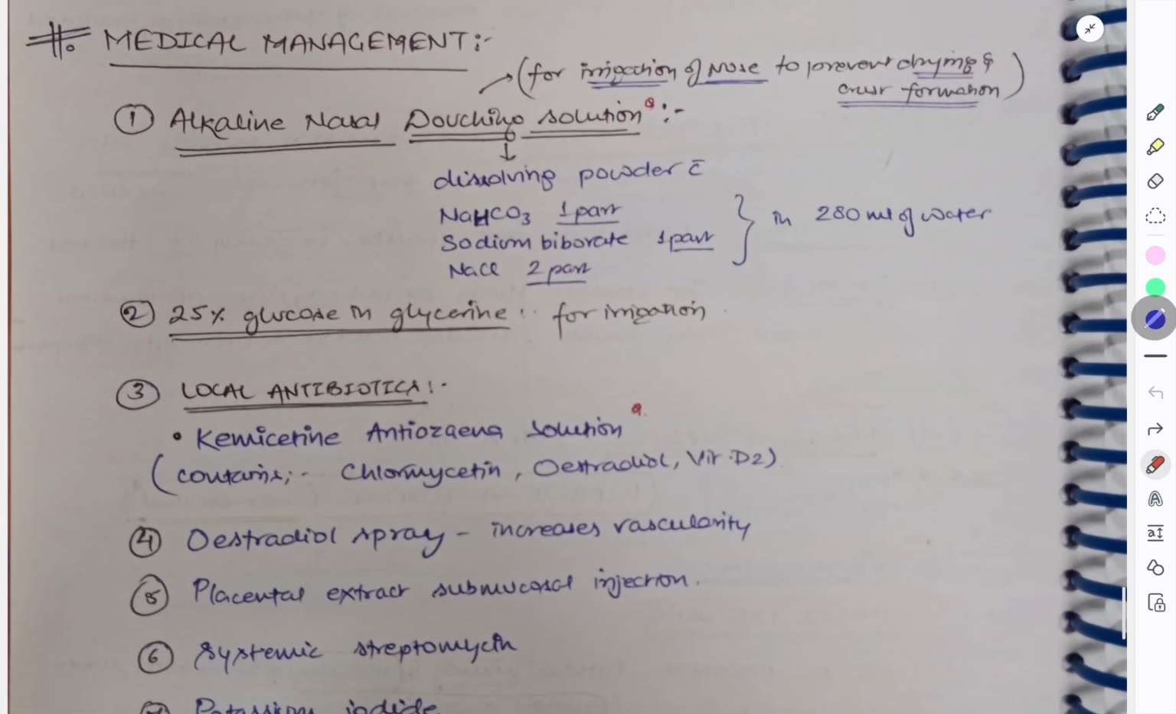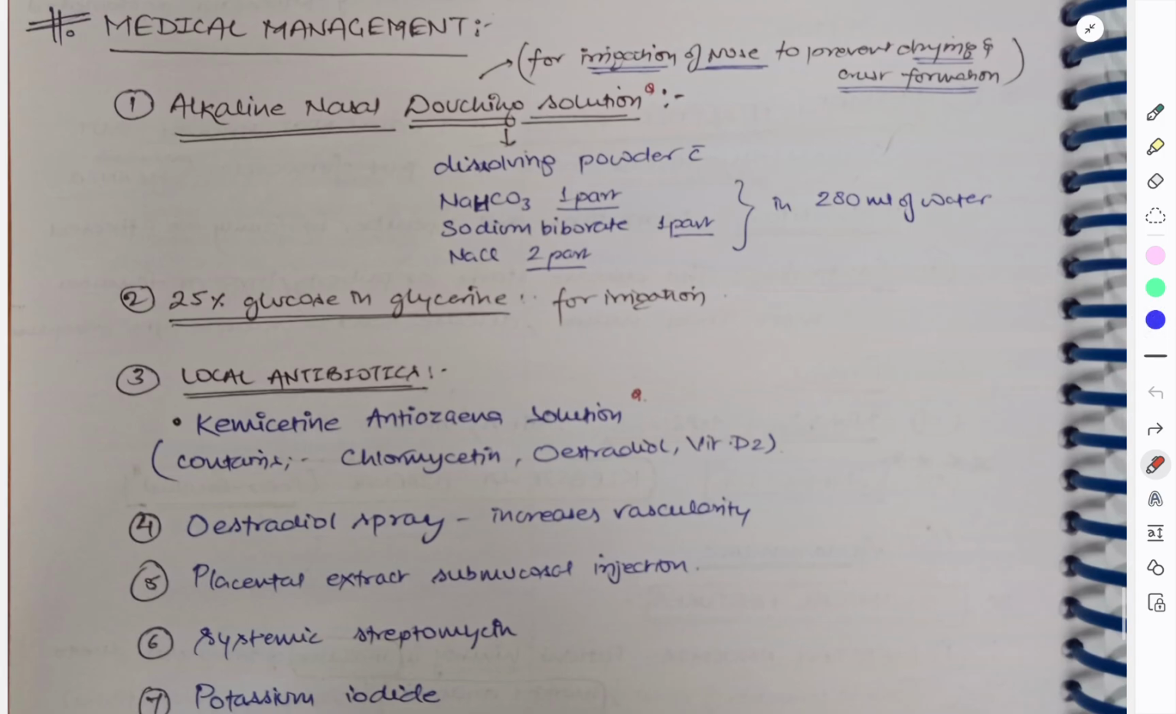What is the medical management of atrophic rhinitis? First, we have to go for alkaline nasal douching solution. It is composed of sodium bicarbonate, sodium biborate, and sodium chloride in the ratio of 1:1:2. I'll repeat: sodium bicarbonate, sodium biborate, and sodium chloride in 1:1:2 parts, dissolved in 280 ml of water, and irrigation of the nose should be done. This solution is to prevent crust formation and drying.